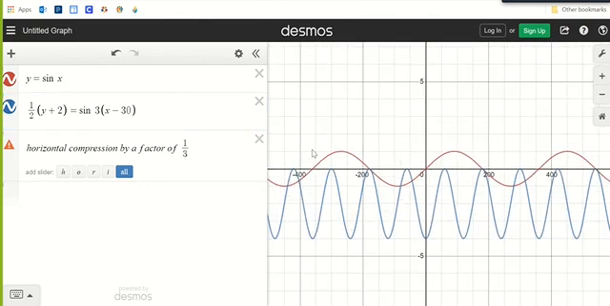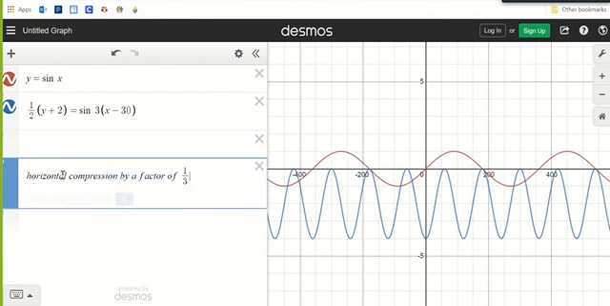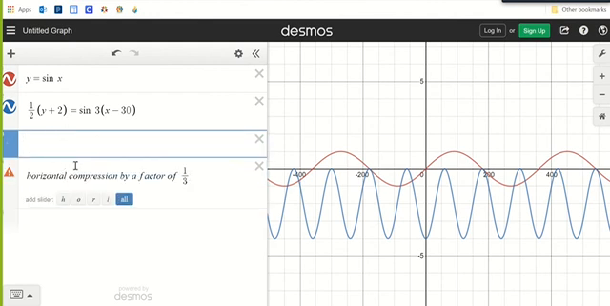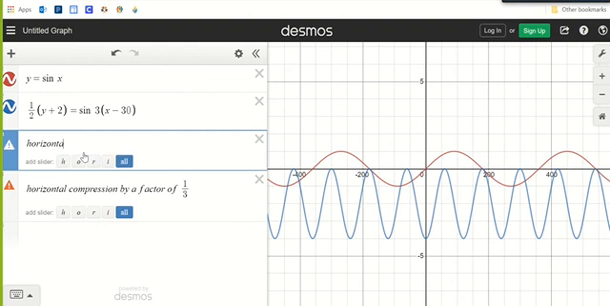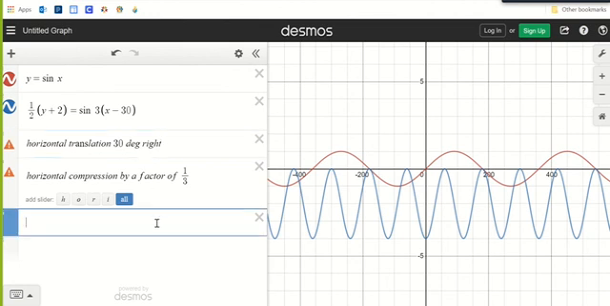Now, how would this work as a sentence? Boom, and this would be a horizontal translation 30 degrees right. So I take care of the horizontals first, like I said. Take care of the horizontals first. And then let's take care of the verticals. A vertical translation 2 units down.